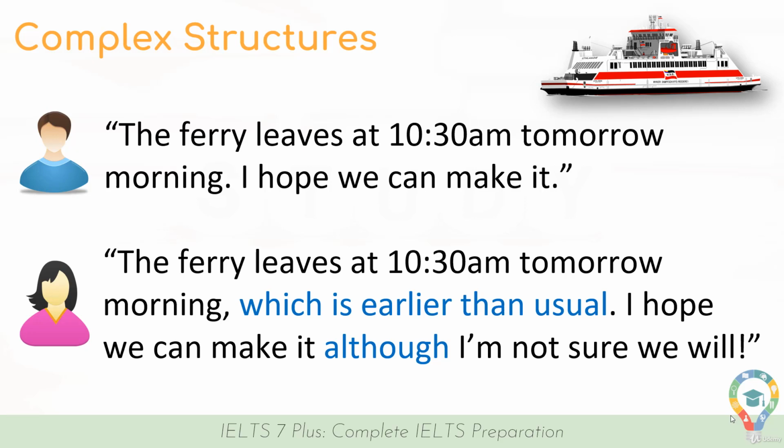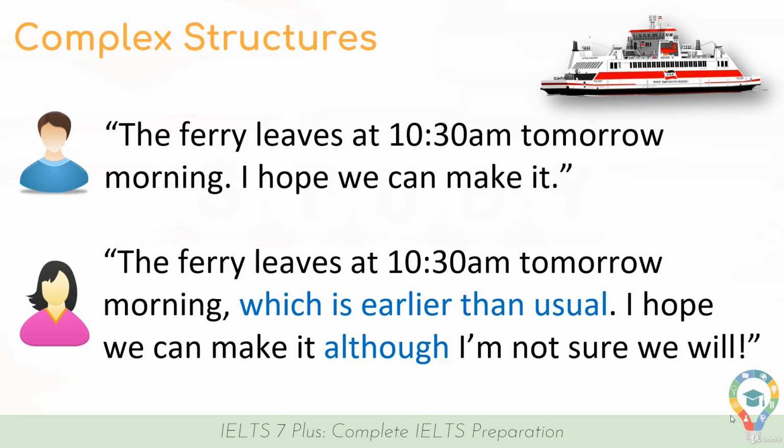I've highlighted the part which is earlier than usual, and that is another piece of information. So that sentence now has two pieces of information. I hope we can make it, although I'm not sure we will. I used a connective and an extra part of the sentence, I'm not sure we will, to add some extra detail. This is a great example of a complex structure. So there we have some examples to highlight the differences between simple and complex structures.